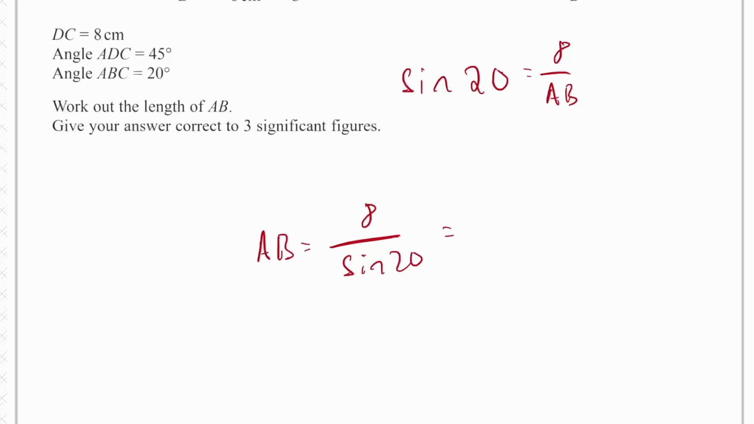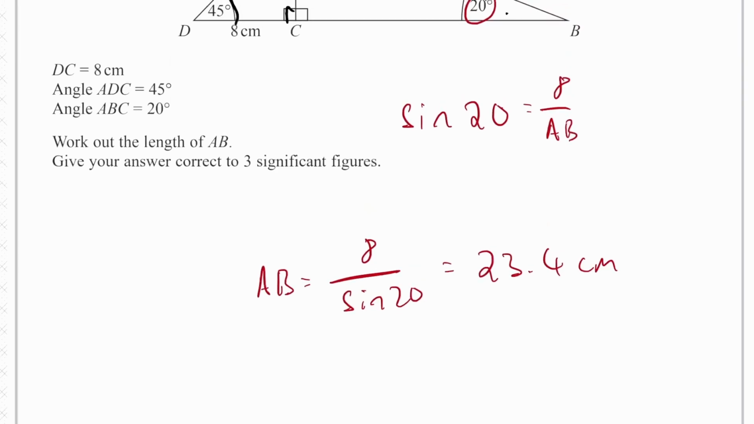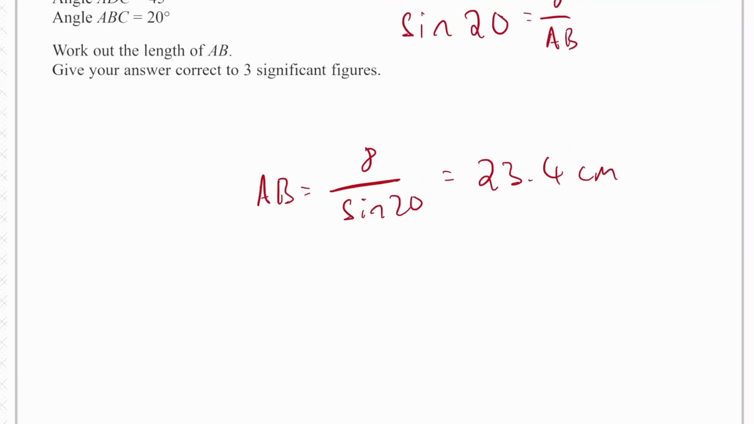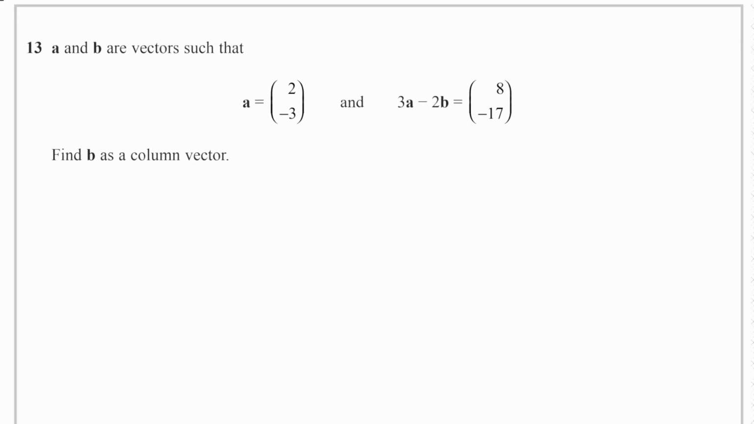Okay, and if you put that into your calculator, you should get a final answer of 23.4, and it's going to be in centimeters for our side AB. And we just need to check, when you put it in your calculator, make sure you round it to 3 significant figures. Okay, question 13.